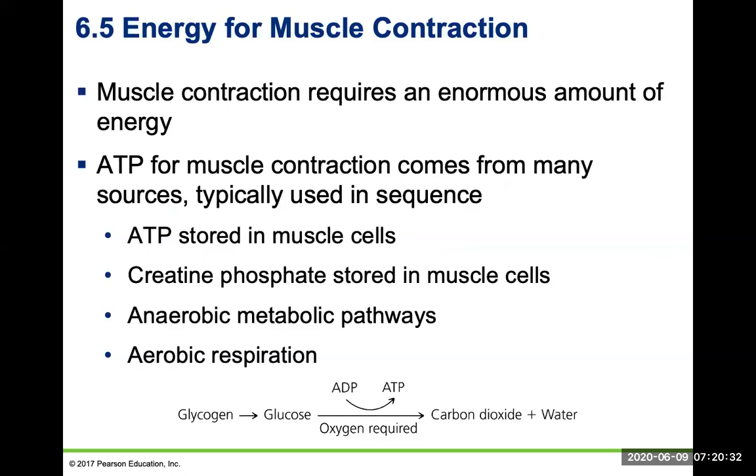Muscle contraction requires an enormous amount of energy. ATP for muscle contraction comes from many sources, typically used in sequence. So ATP will be stored in muscle cells. Creatine phosphate is stored in muscle cells, and anaerobic metabolic pathways can create ATP as well as aerobic respiration.